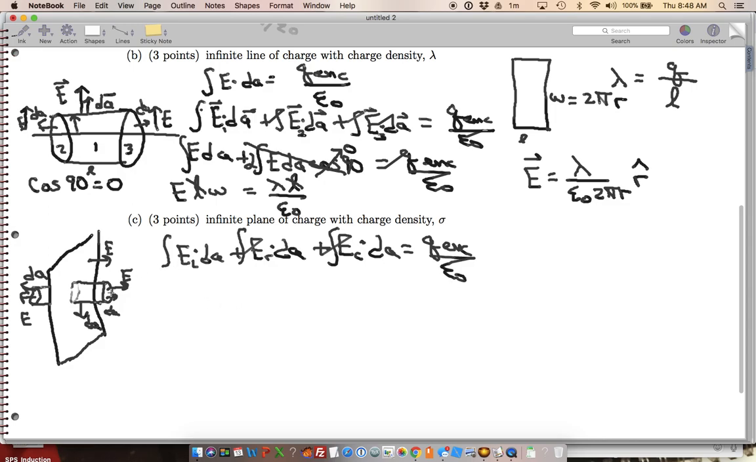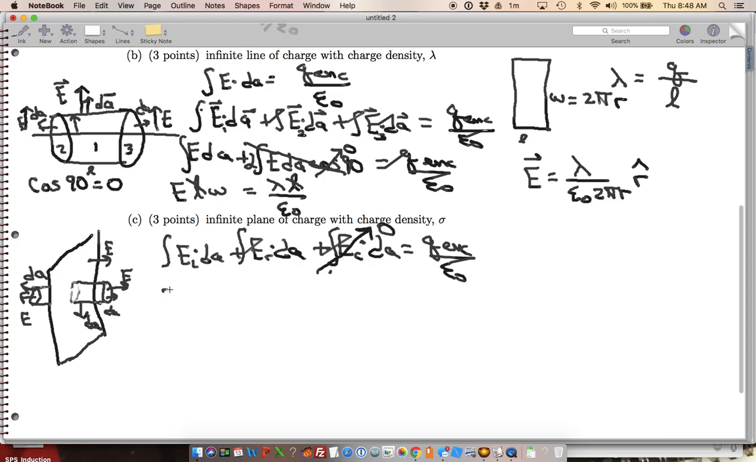So the left and the right, I keep them because my E and my dA point in the same direction, but my cylinder part, this part's going to go away, right? Because they're perpendicular to each other. My dA points away, but my E points this way. So I'm going to have E dA cosine theta, but theta, just like up here, is 90, so this goes to 0.